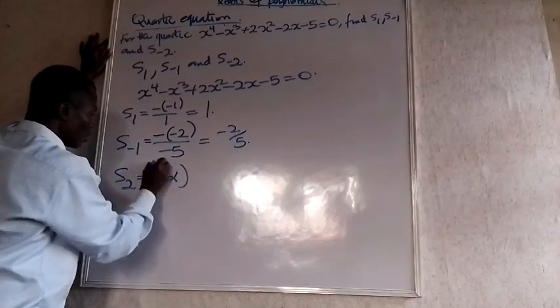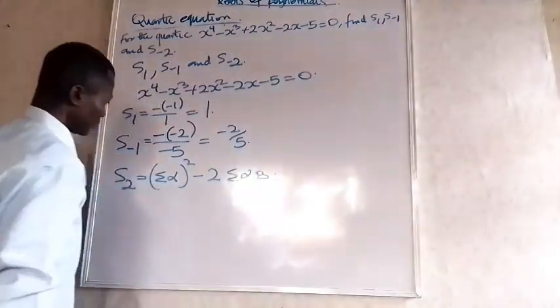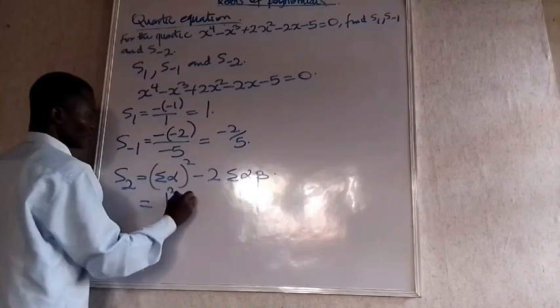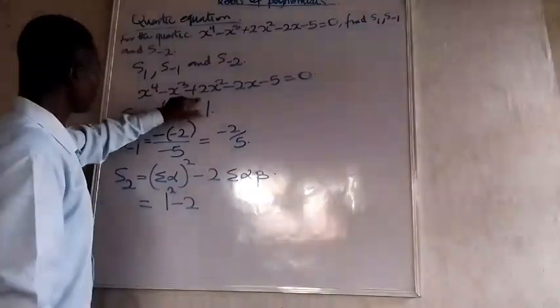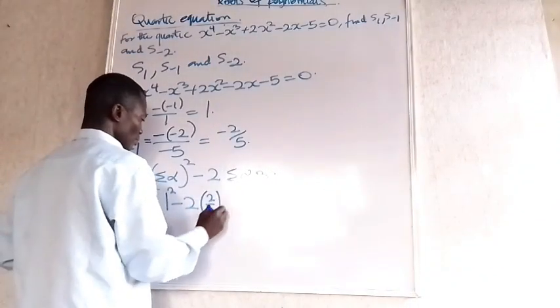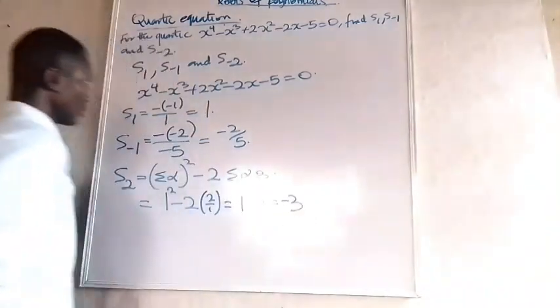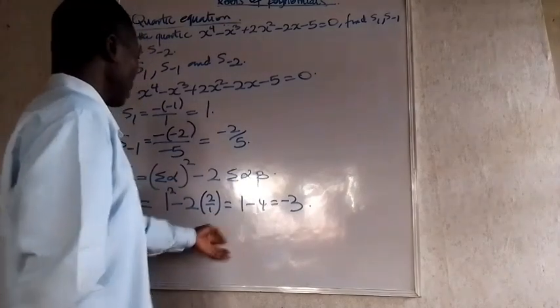Now to find S2, it's going to be summation alpha all squared minus 2 summation alpha beta. Summation alpha, we've gotten that one, 1. Summation alpha beta is going to be 2 over 1. So our answer is minus 3.